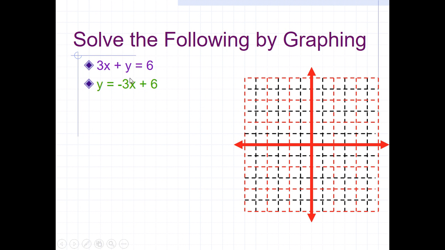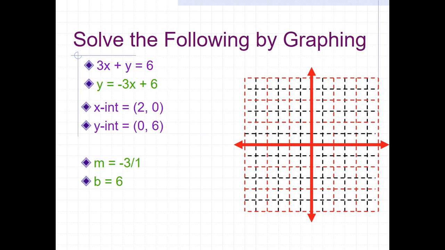Take a look at my next graph here. The y-intercept: when I cover up the x, put 0 in for 3x, y equals 6. So it's the ordered pair 0, 6. When I put in the 0 for y, I cover this up and divide by 3. My x value would be 2. That gives me an x-intercept of 2, 0. So I plot that point here on the x-axis. For 0, 6, I go up on the y-axis to +6 and draw the line.